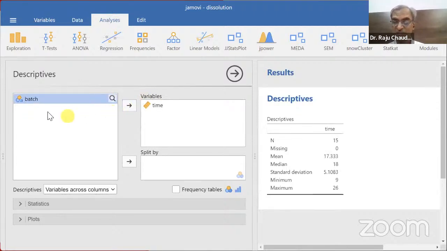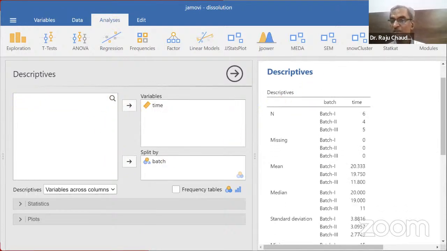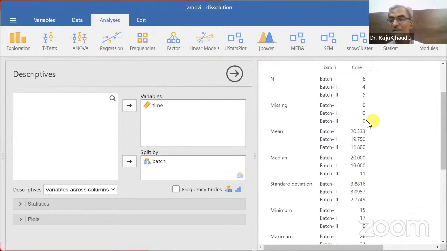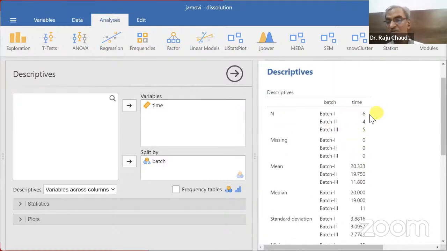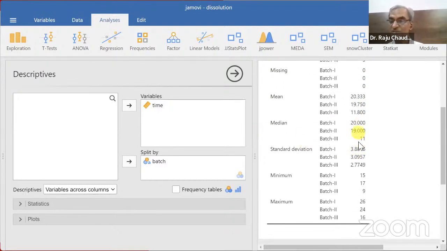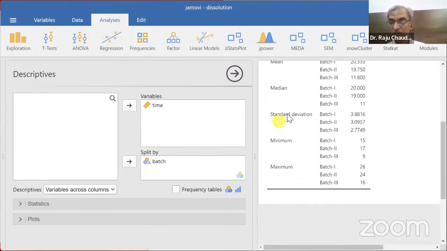So select it as a variable and split by batches. So we can have the detailed descriptive statistics, right? Average dissolution time for batch 1, batch 2, batch 3, number of observations in each batch. If there are any missing values, that will be indicated here. Their medians are also in the output. Standard deviation, that means variation in batch 1, variation in batch 2, variation in batch 3, right?